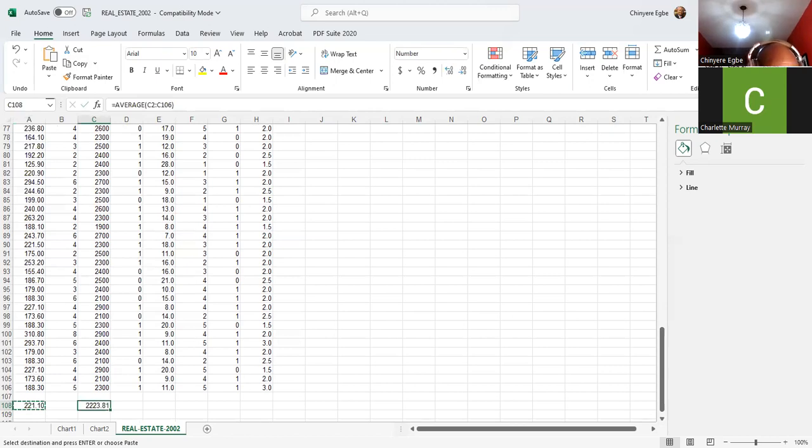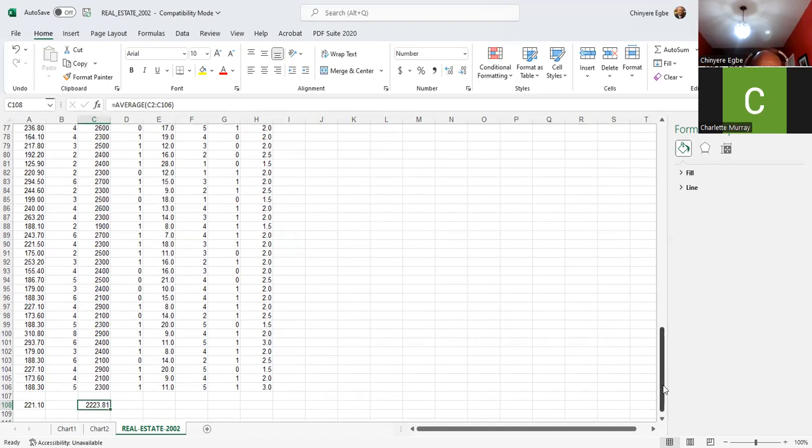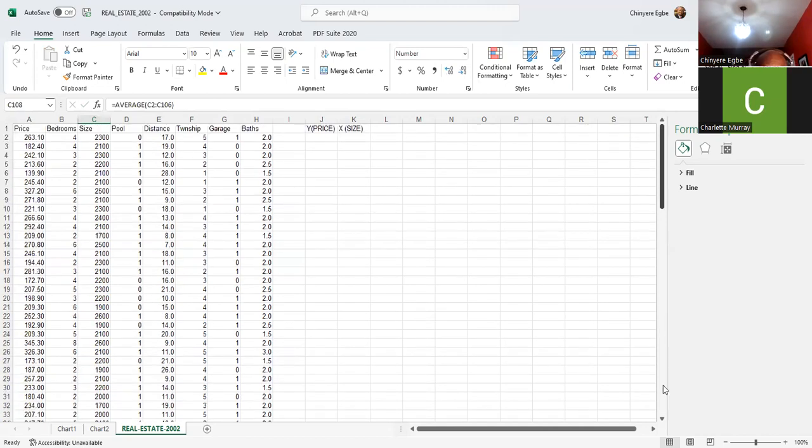Okay, the average size is 2223.81. You can see that the process is easy. Okay, it might be tedious, but it's easy. And so we find y minus y bar and x minus x bar.